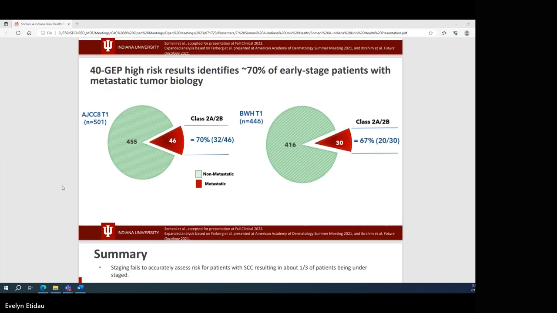So this pie chart here drives this point home because again, 100% of these patients are classified as having low risk tumors by either AJCC or BWH, and yet there are a significant number of metastatic events within these groups. The class 2 results identify 67 to 70% of the metastatic events in this cohort. This is where the clinical validity data leads to clinical utility in my practice. I hope you can appreciate where the GEP test results help us identify patients who have lower risk by staging, but who have significantly higher risk of metastases after integrating their gene expression profile test results. Next slide, please.